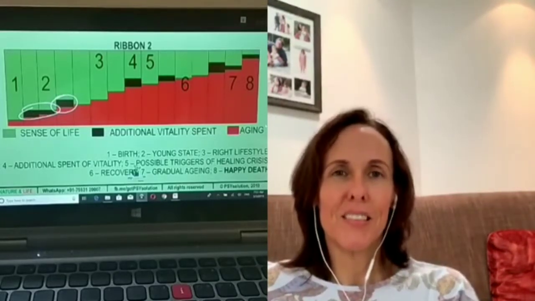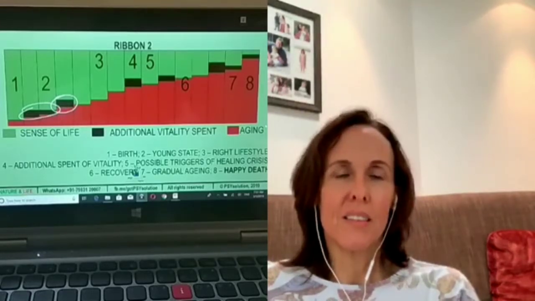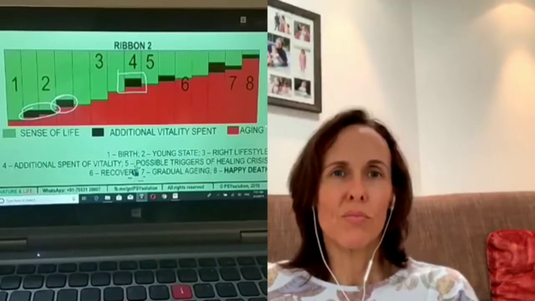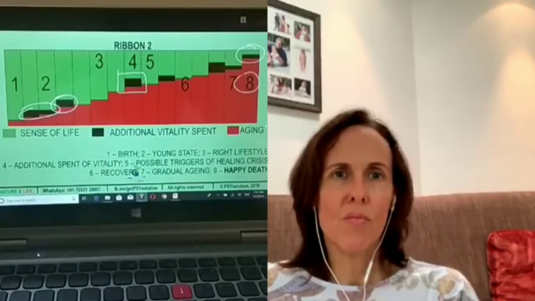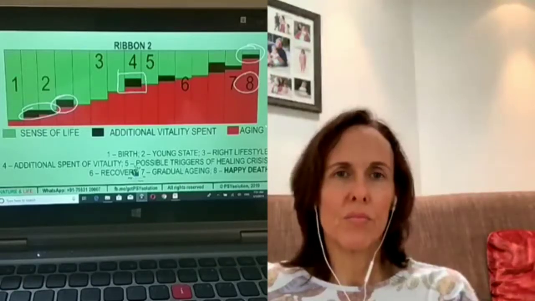So now the ribbon 2, the intelligent way of vitality management, says that this ribbon also will have black portions. So black portions are there, but coming and going, you see. And the happy death at the end, we see here, where the black is there, but a green portion, a sense of life is also left at the time of death, which is a conscious happy death. So this is what ribbon 2 talks about.